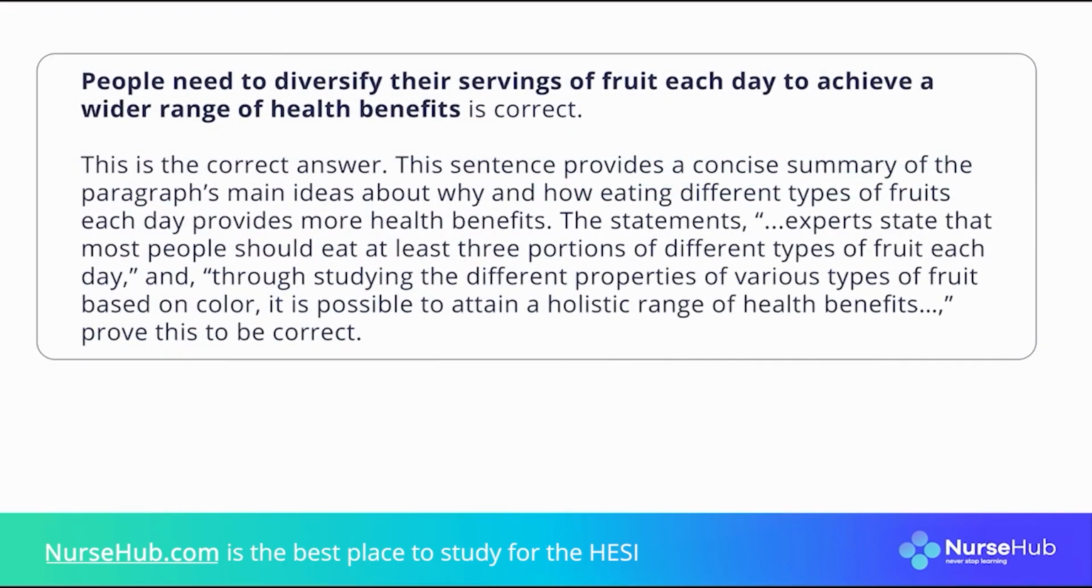This is correct because this sentence provides a concise summary of the paragraph's main ideas about why and how eating different types of fruits each day provides more health benefits. There are statements in the text that read, experts state that most people should eat at least 3 portions of different types of fruit each day, and through studying the different properties of various types of fruit based on color, it's possible to attain a holistic range of health benefits. These statements prove that this answer is correct.